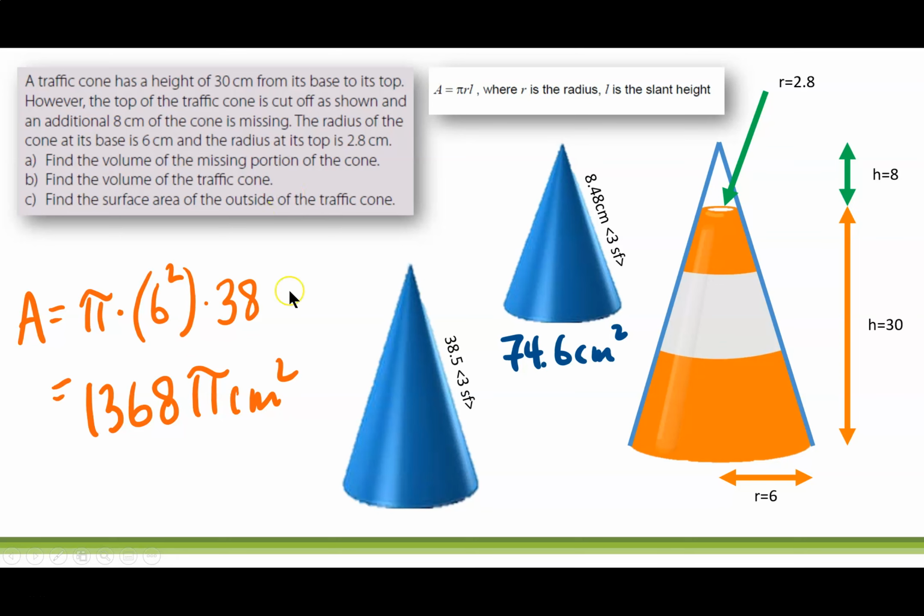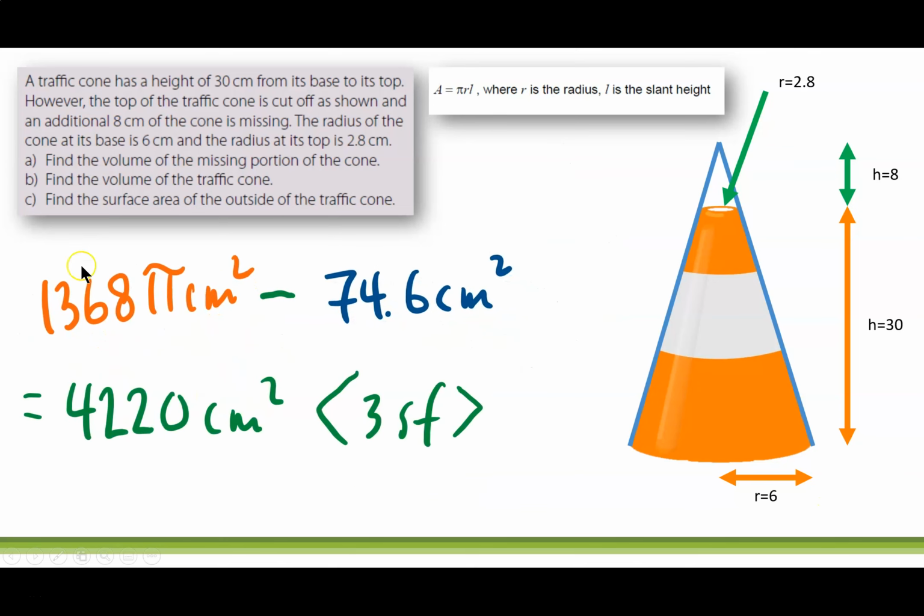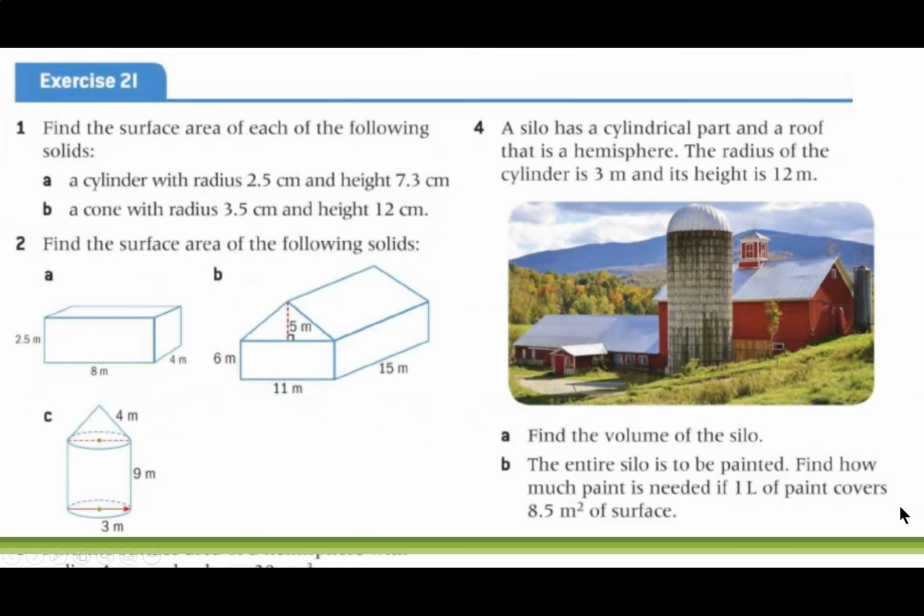L is the slant height. Put those numbers in there. And, oh, I made a mistake. I put 38, it's 38 and a half. Oh, well, we'll have to make an adjustment on that. And then we take the difference between those two. Of course, this number would change a little bit. And you have that. Now, we're off to the final section of this chapter.